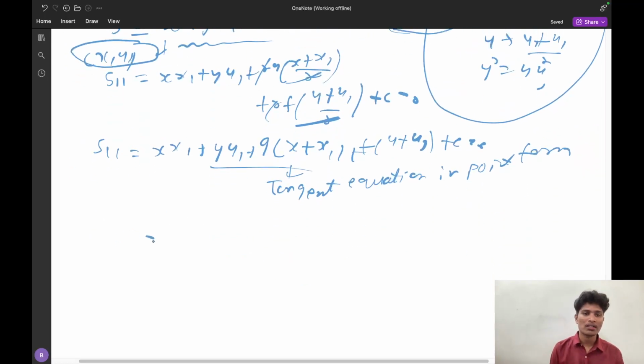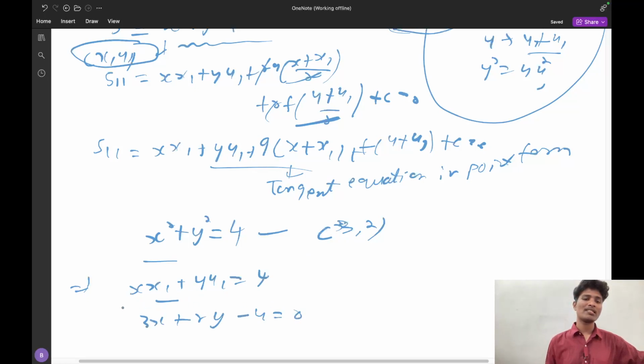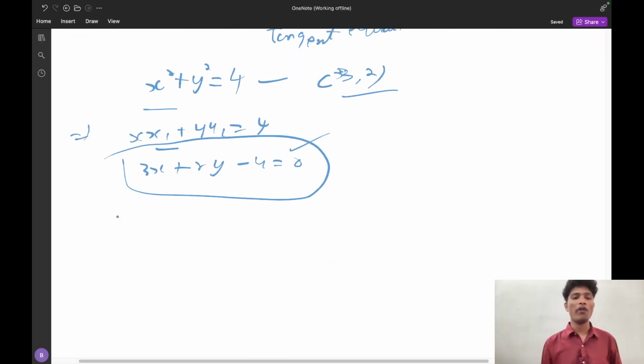Suppose x square plus y square equal to 4. This is a circle equation, and the point given is 3 comma 2. We have to find the tangent equation. How can we find it? Just transform x square as xx1, y square as yy1, x as (x plus x1)/2, and y as (y plus y1)/2. So xx1 plus yy1 is equal to 4, which gives 3x plus 2y minus 4 is equal to 0. This is the tangent equation at the point 3 comma 2. We found it using the point form.